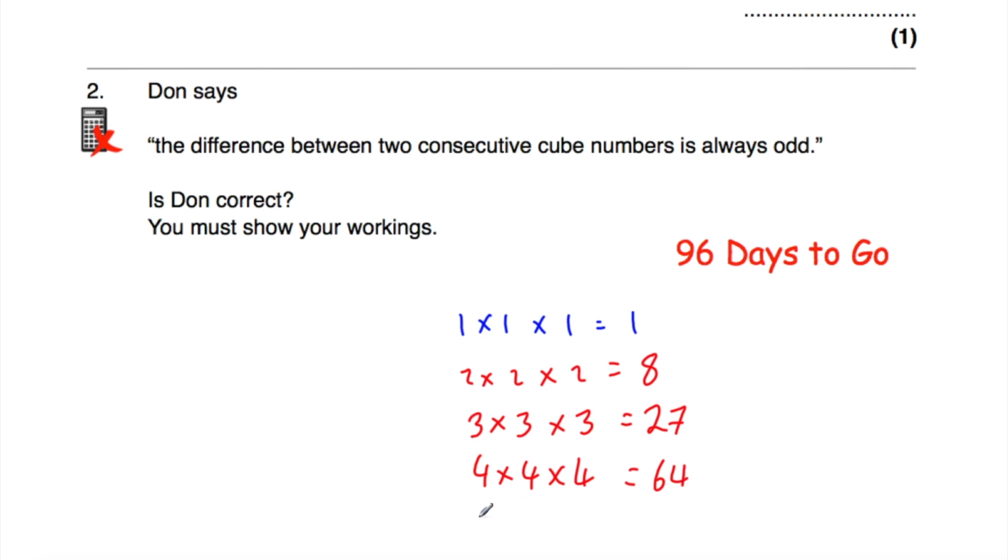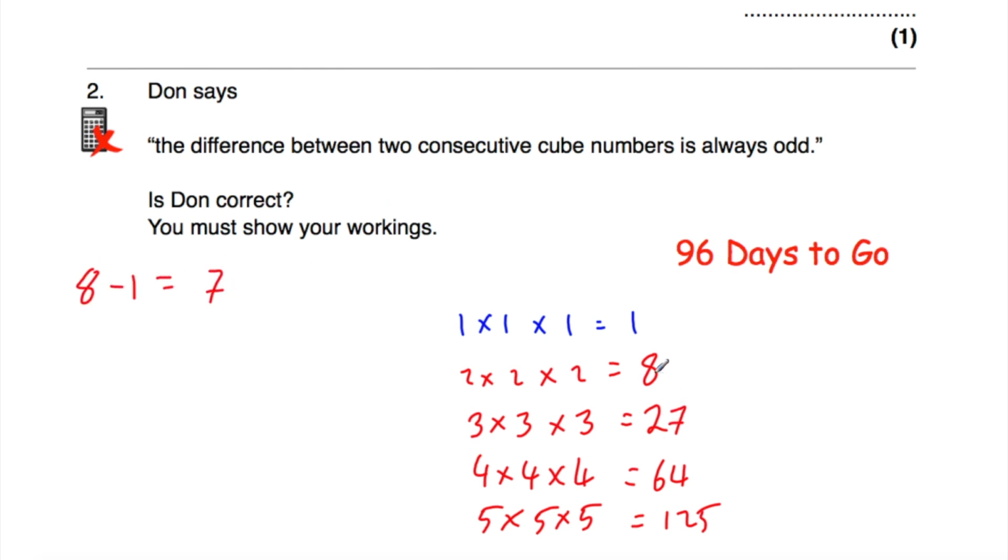Actually, I just know the cube numbers, and it's handy to know these first 5 off by heart anyway. So the first 5 cube numbers will be 1, 8, 27, 64, and 125. And Don says the difference between the consecutive cube numbers is always odd. So let's see if Don's right. So let's do 8 subtract 1. 8 subtract 1 is equal to 7. So yes, he's right there.